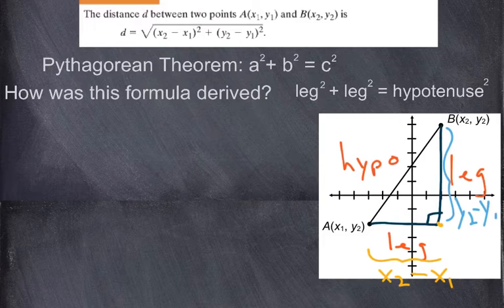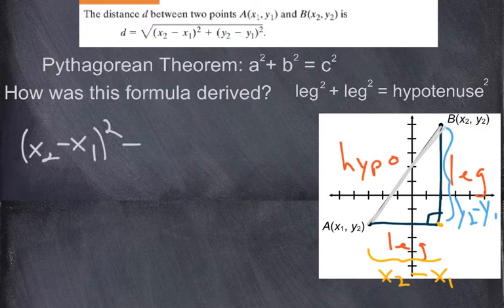So if we're looking for the longest side here, the hypotenuse, we can now apply these values to the Pythagorean theorem. The leg going side to side would be x2 minus x1. And if we're using the Pythagorean theorem, we're saying that leg squared plus the other leg squared, which is y2 minus y1 squared, is equal to our hypotenuse squared, which we don't know right now.